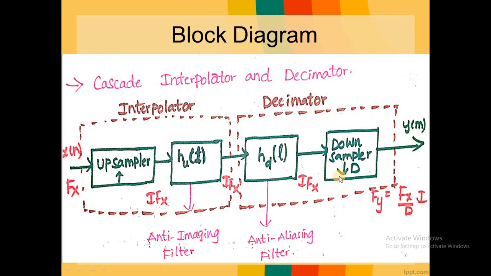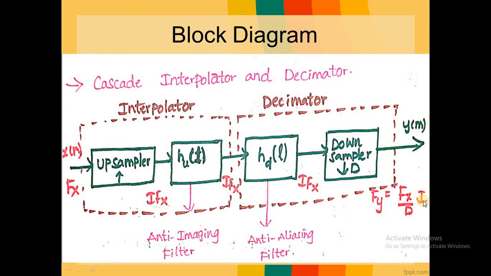This is the input sampling rate. This is the output sampling rate. This y of m is the output, that we are going to derive later. The output of the upsampler is I times fx. The anti-imaging filter output is also I times fx. Finally, we get the output as fy equal to fx by D into I.